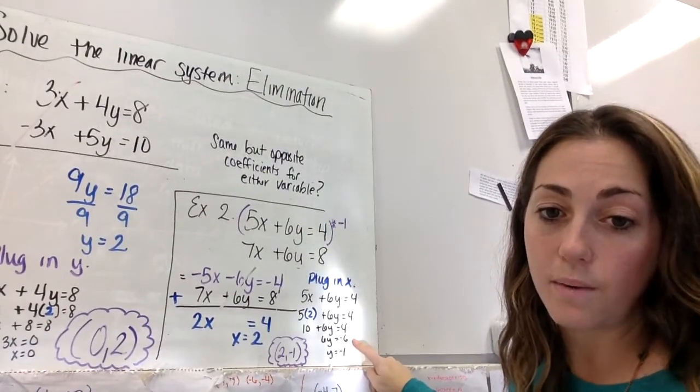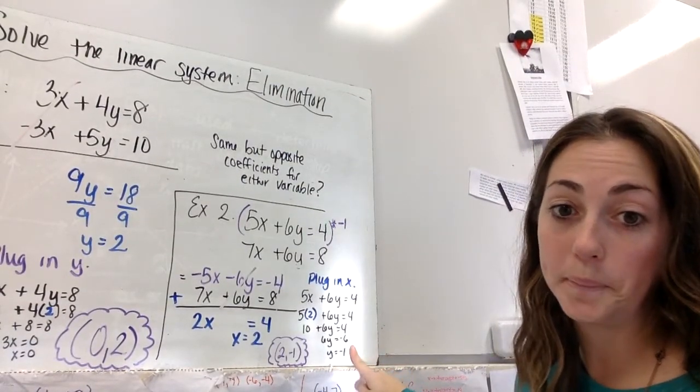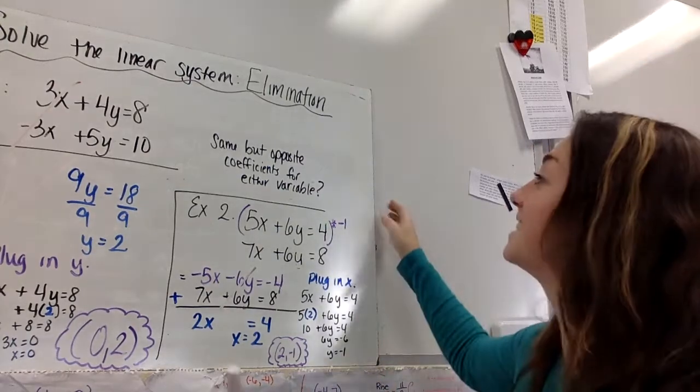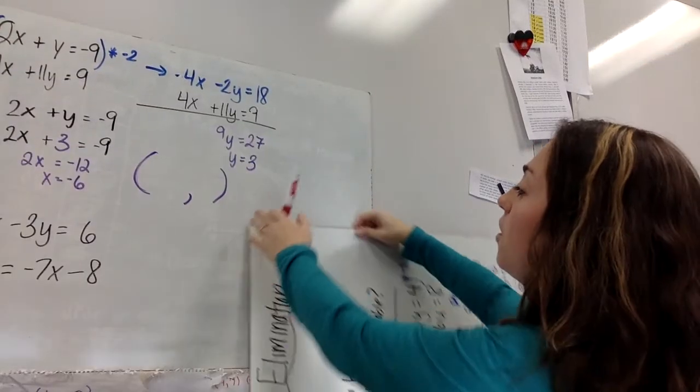Divide by 6. I get y equals negative 1. How fun is this, right? Yes. Okay. That's going to fall.